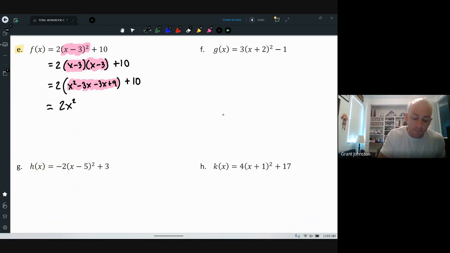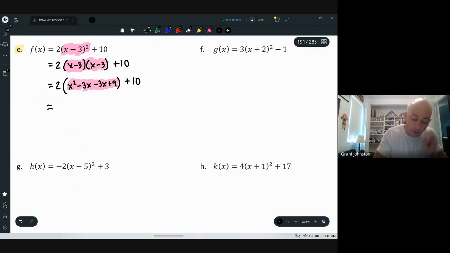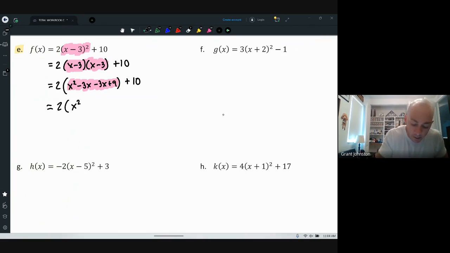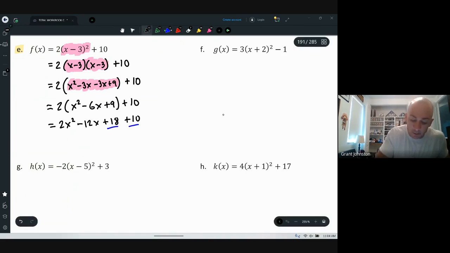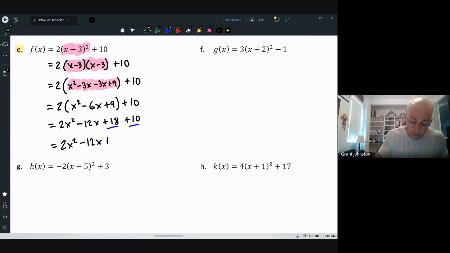Well, actually, sorry. Let me combine those like terms first. So that'd be negative 6x plus 9. So I just combine the negative 3x and the other negative 3x to make negative 6x. Now I'll distribute the 2. So it's going to be 2x squared minus 12x plus 18 plus 10. And then I can just combine those. And I got 2x squared minus 12x. 18 plus 10 is 28.